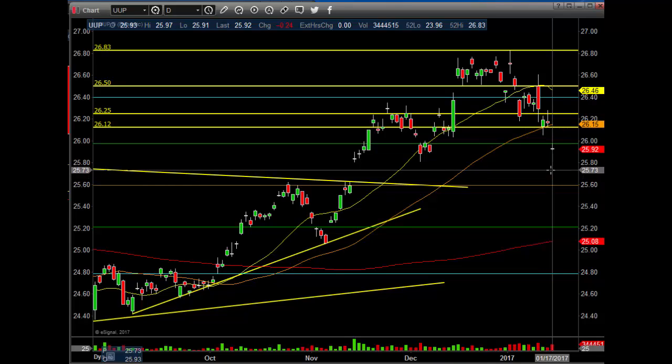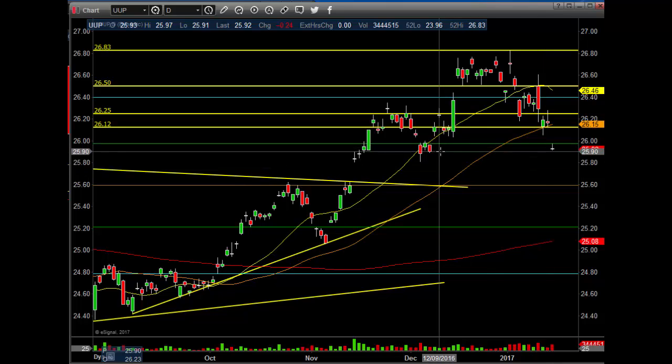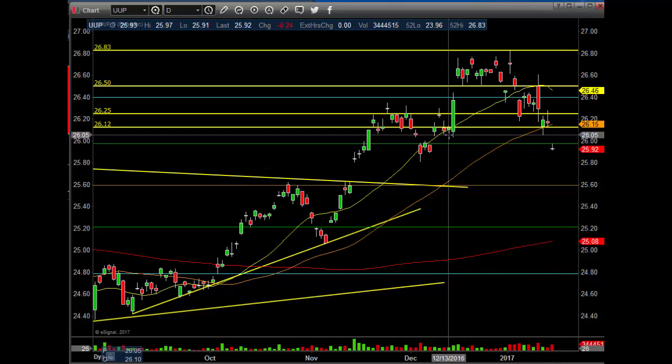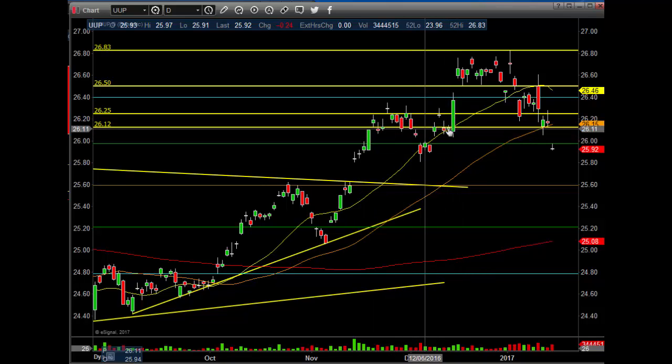We were adding at 115. Well, we'll get to that one. So right now, though, we did almost fill the gap here. We did crack this lower support area. You had some support in the consolidation. It did come in.